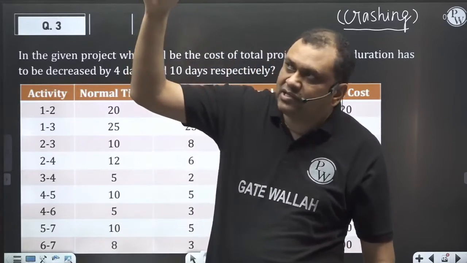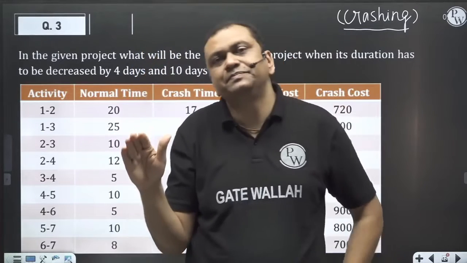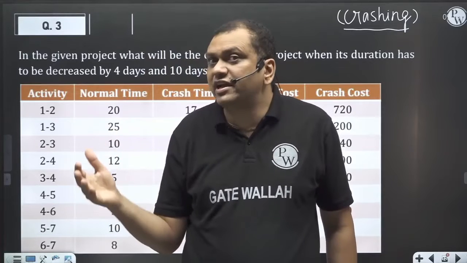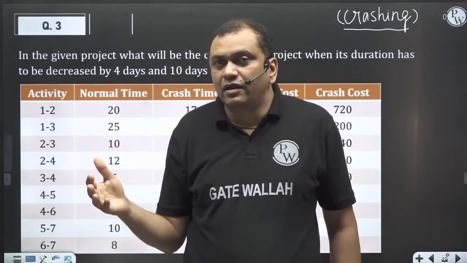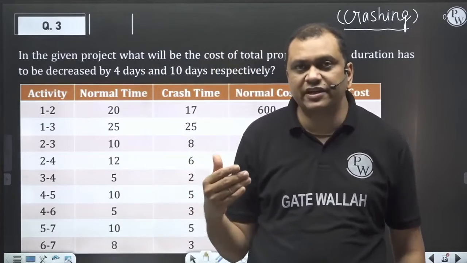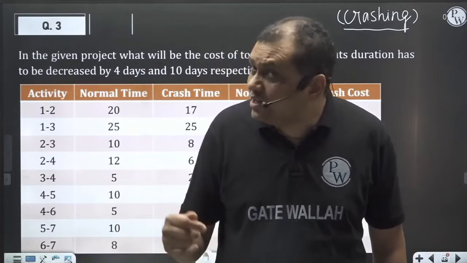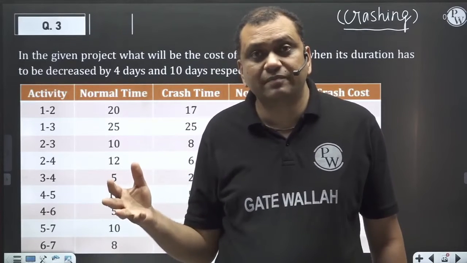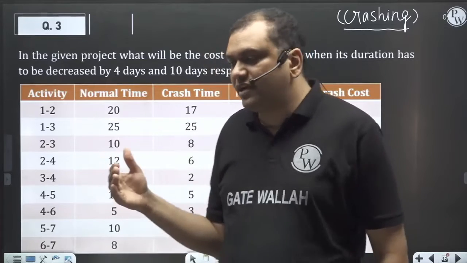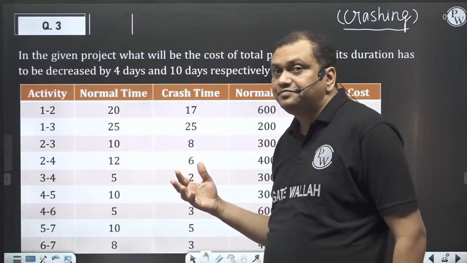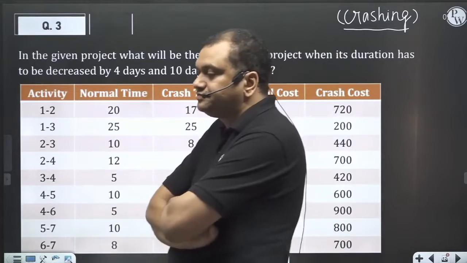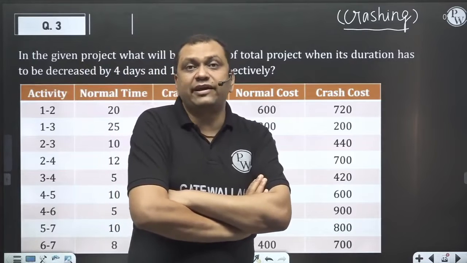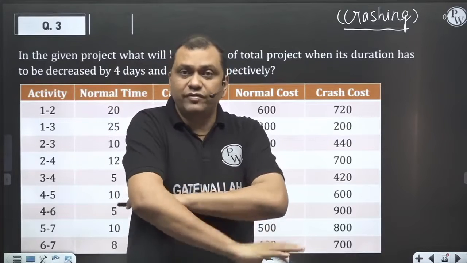Crashing means decreasing the duration of any activity by providing additional facilities to the activity. And when we provide additional facility, it incurs certain cost. So the cost of the project will increase, but its duration will decrease. Again, there are two types of cost, direct cost and indirect cost. So we have to compromise on that.